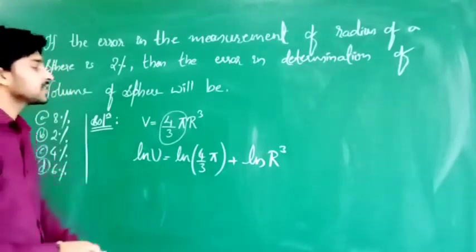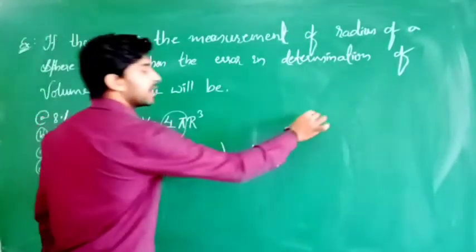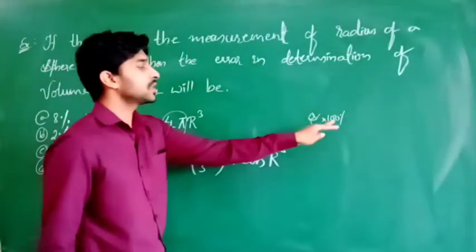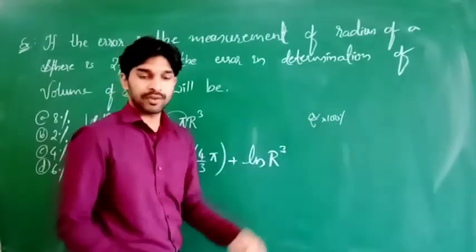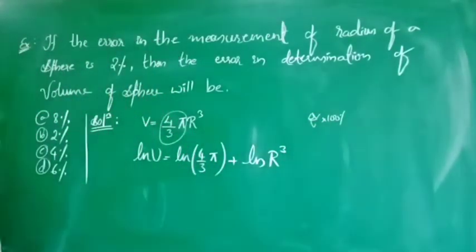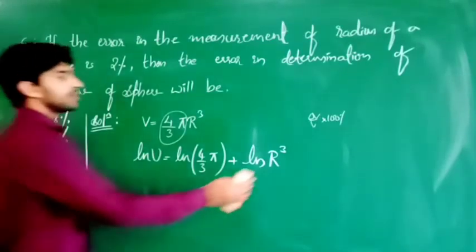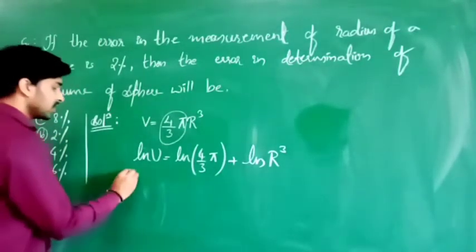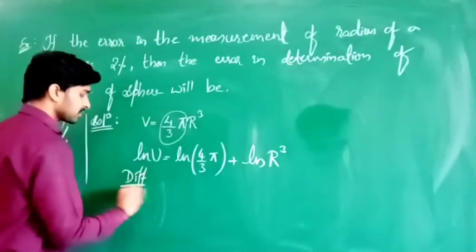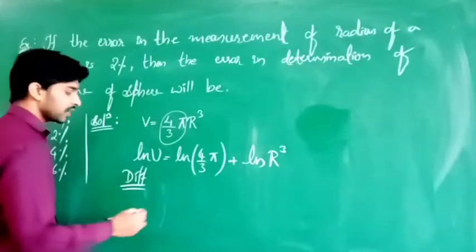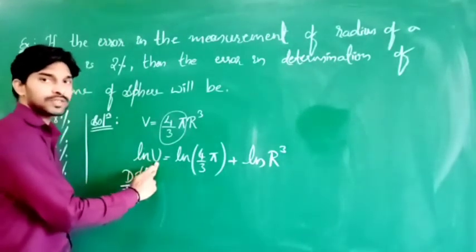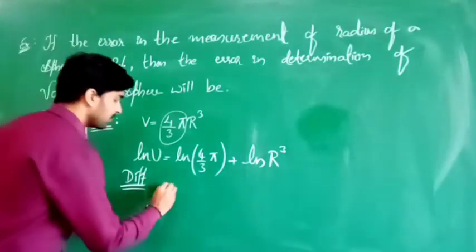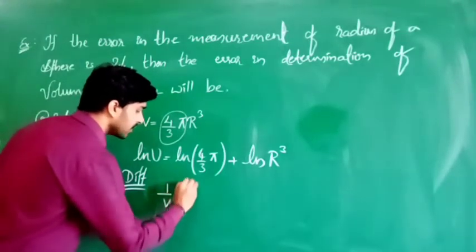First we are going to consider log on both sides. Then we are differentiating this equation, because finally what we want is delta V by V into 100%, that means the percentage error in determining volume. Correct? So now listen. Differentiating this equation, the differentiation of log x with respect to x is nothing but 1 by x into dx. Like that, the differentiation of log V means 1 by V into dV.